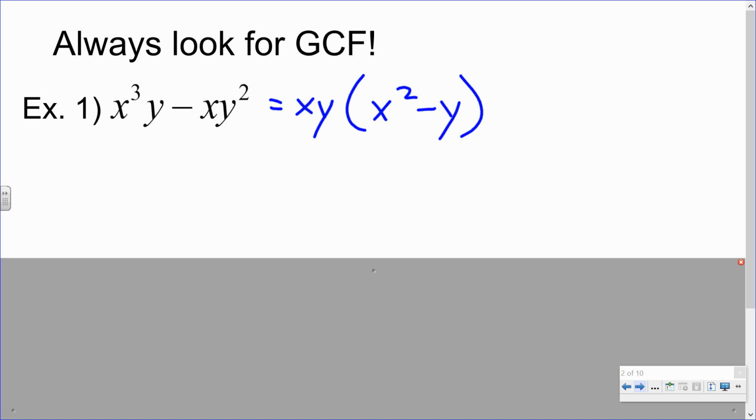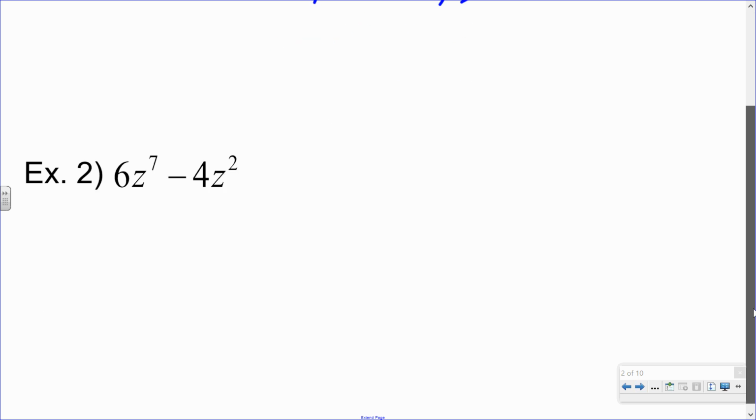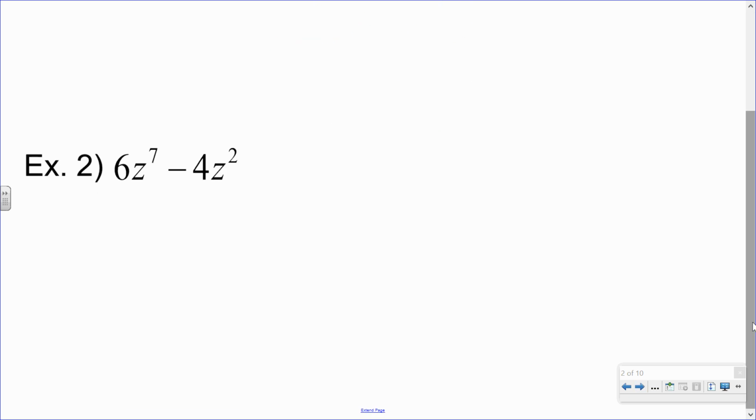How does that look? Thumbs up, thumbs down? Anything else we can still factor? Nope. In that case, we are finished. So you guys do the next one for practice. Is there a GCF here? If so, write it down, pull it out in front, write down what is left.